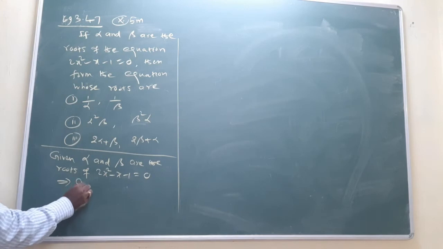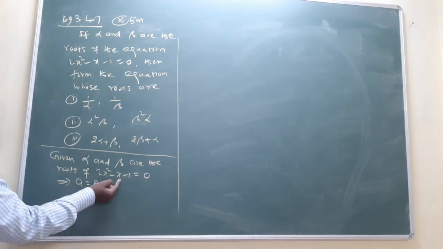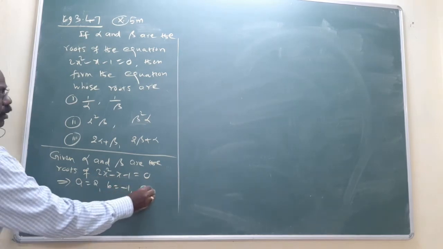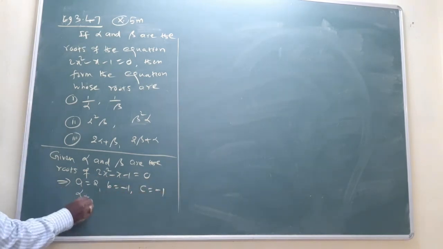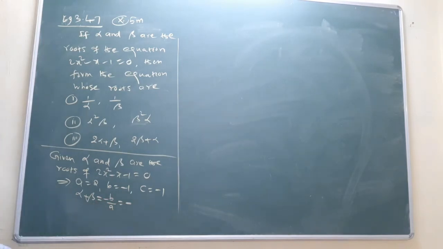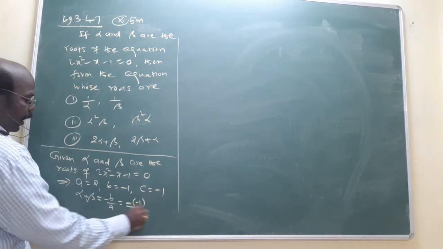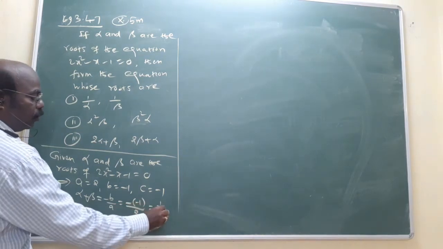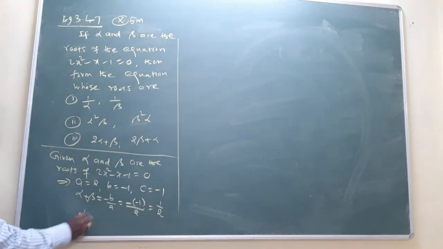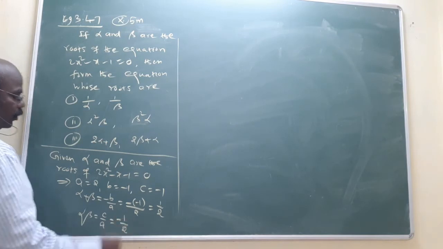Now A equal to 2, B equal to the coefficient of x, minus 1. C also minus 1. Immediately you will find alpha plus beta, minus B by A is the formula. B is what? Minus 1. A is what? 2. That is 1 by 2. Alpha into beta, what is the formula? C by A is the formula. C is what? Minus 1 by 2. Am I correct?